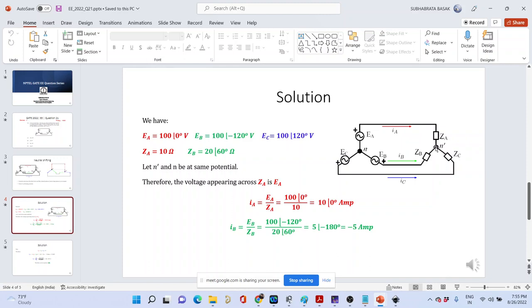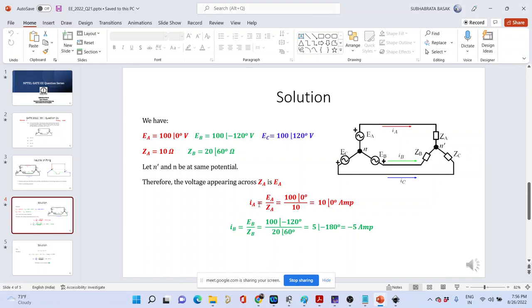So if we are told that both n and n dash are at same potential, then we can claim that the voltage across ZA is EA, the voltage across ZB would be EB, and the voltage across ZC would be EC. Correct? Yes, sir. Clear. That is happening only because we are asked in the question at what load these two potentials will be same. So in such a case we can say that the voltage across ZA is EA, voltage across ZB is EB, voltage across ZC is EC.